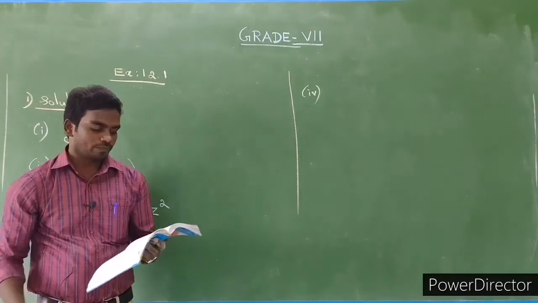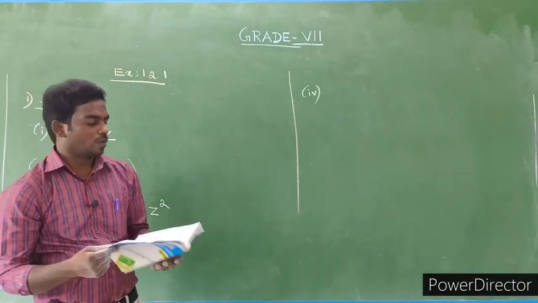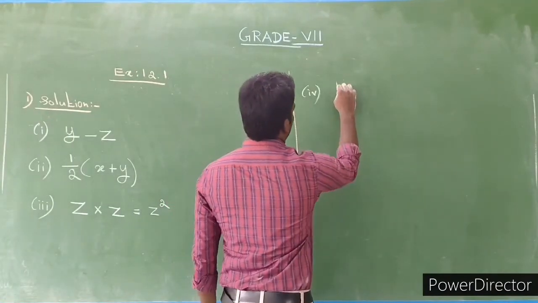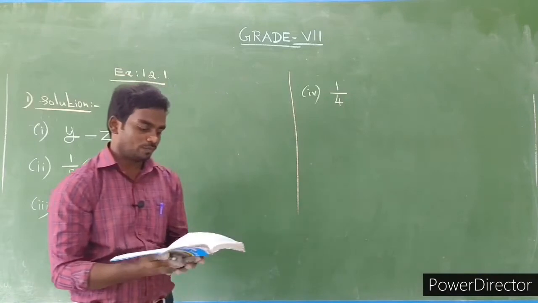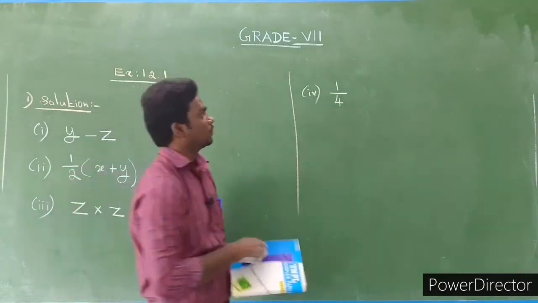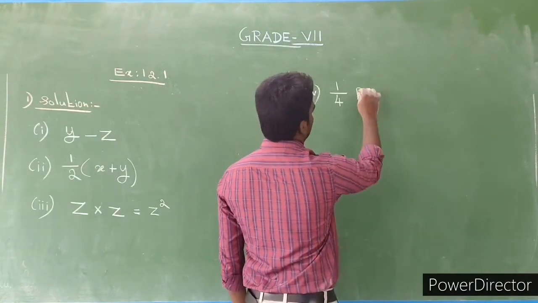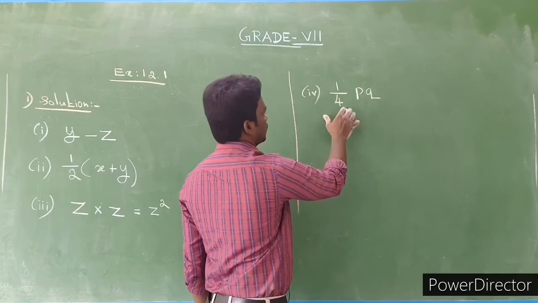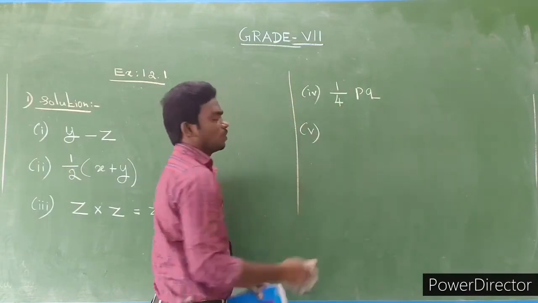So next, the fourth one. What is the fourth one? 1/4 of the product of numbers p and q. PQ is the product of p and q. So 1/4 of the product of numbers p and q. Next, what is the fifth one?